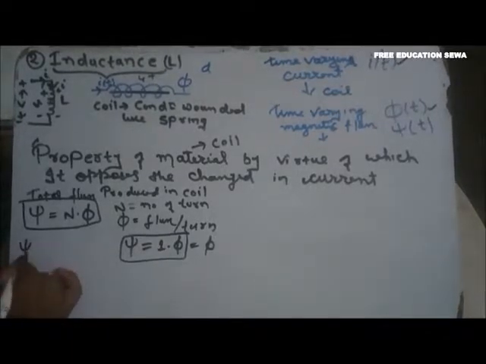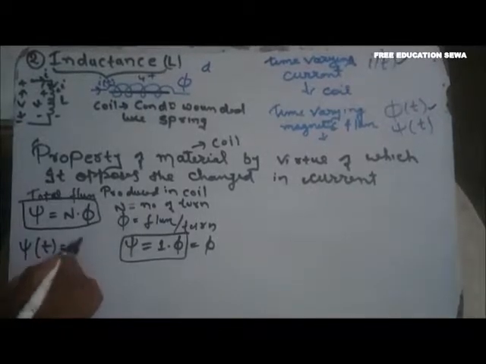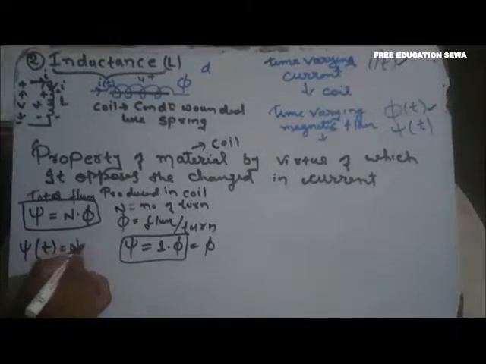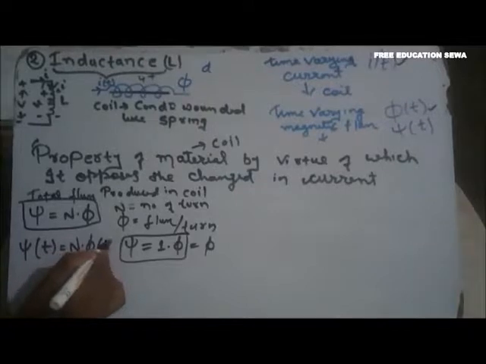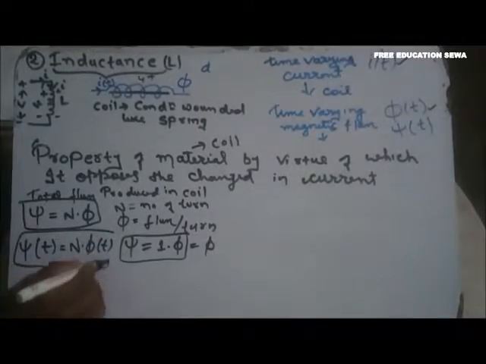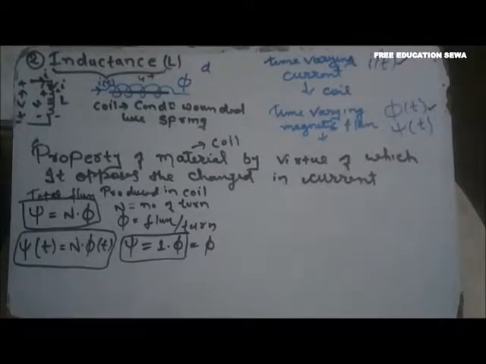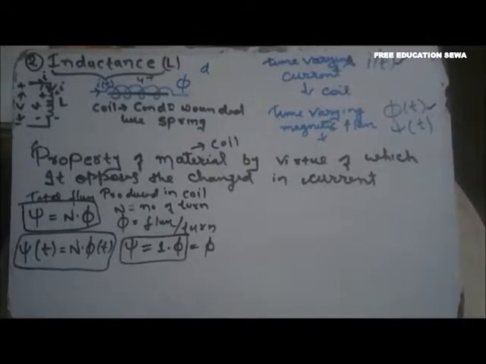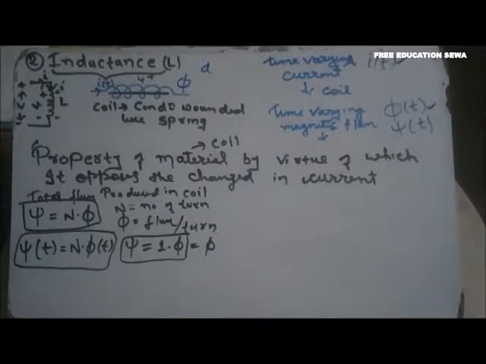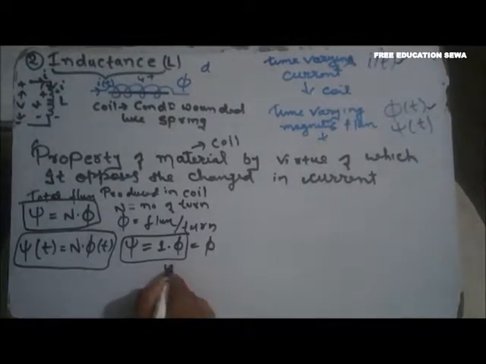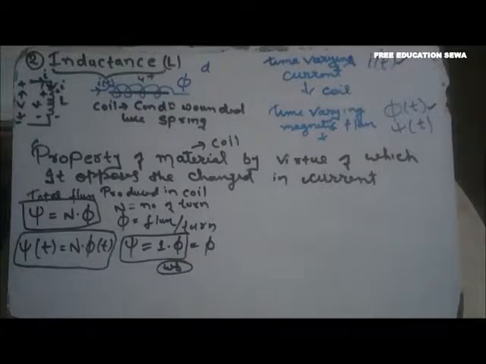Now for time varying flux, zeta is nothing but N times phi, where N is constant. This is for the time varying total flux. Now zeta for N turns is N into phi, and its unit is the Weber, written as Wb in SI units.